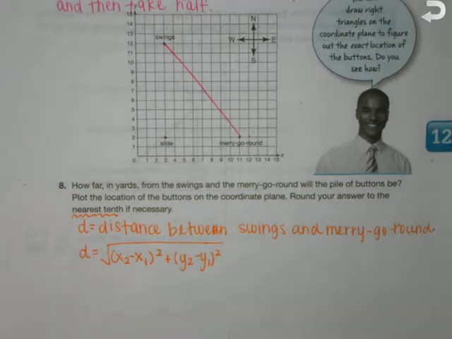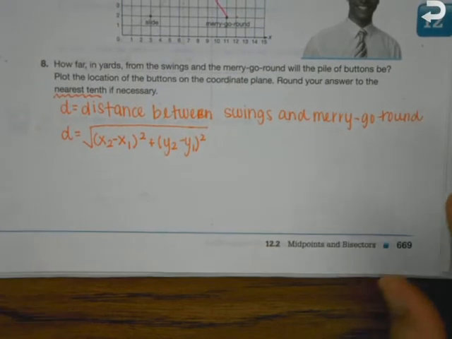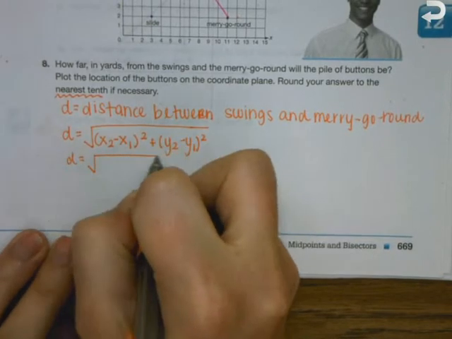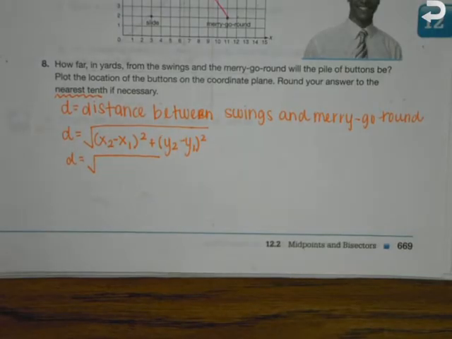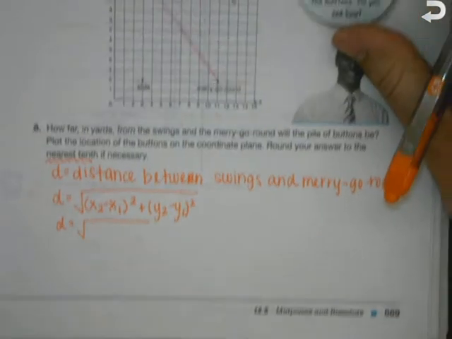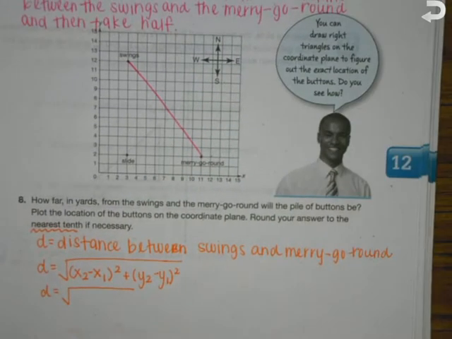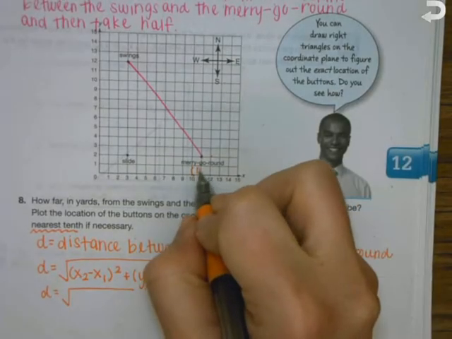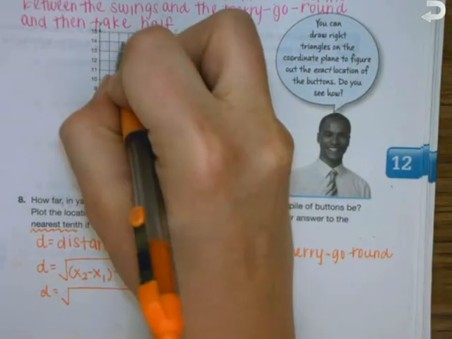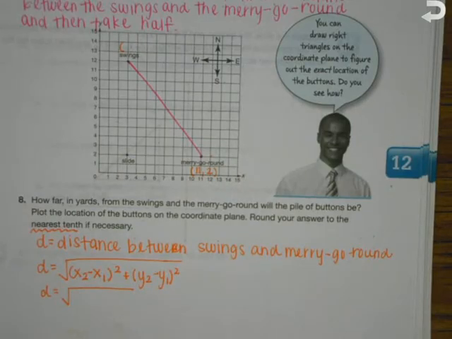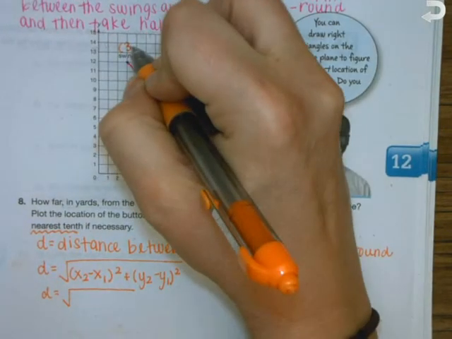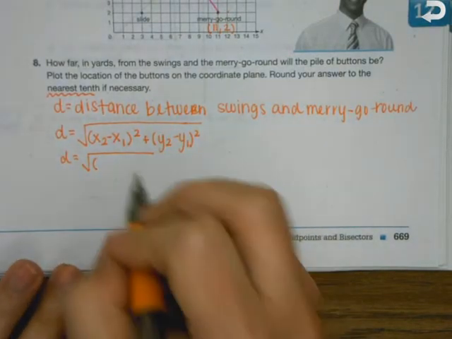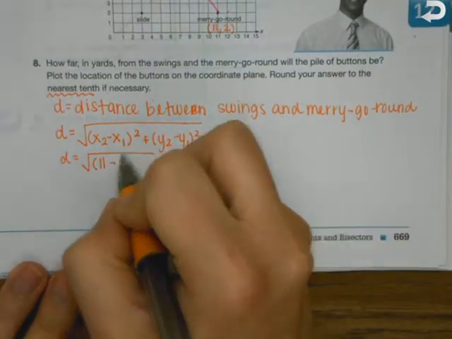What did you plug in for x2? Okay, I'm hearing 2 different numbers, 11 or 12. Which one is the x coordinate? What are the coordinates of the merry-go-round? 11, 2. And what are the coordinates of the swings? 3, 12. So we're looking at the x coordinates first. So which x coordinate did you put first? 11 minus what? 3 squared.